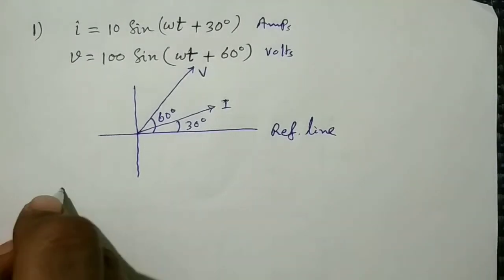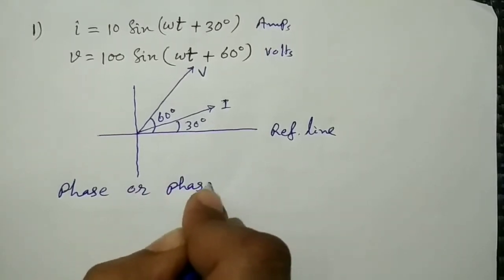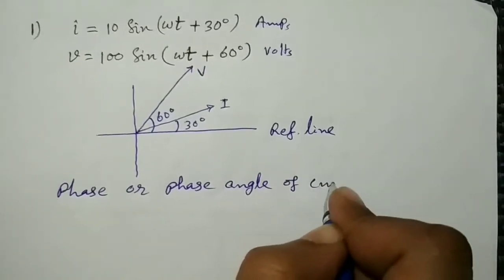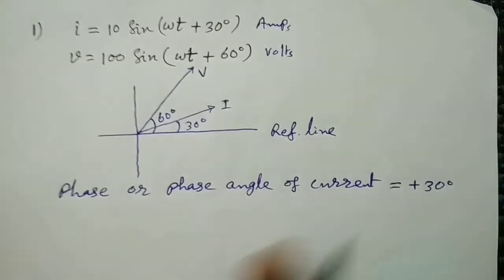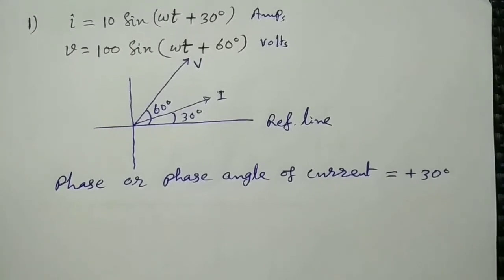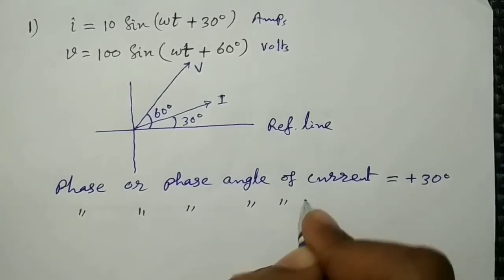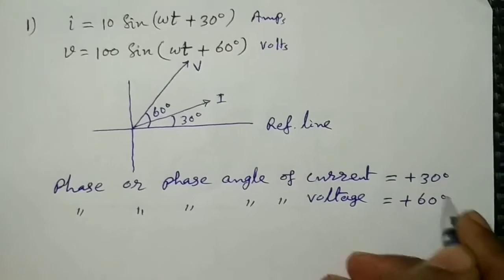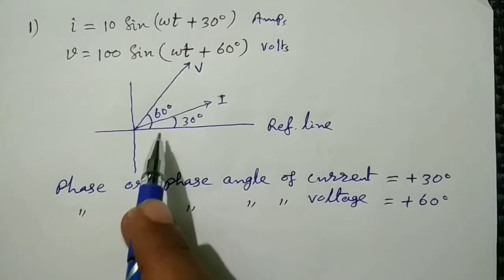So the phase, or the phase angle, of the current is plus 30 degree. Sometimes phase and phase angle are considered to be the same. And similarly, the phase or the phase angle of the voltage is plus 60 degree. So the phase angle of the current is 30 degree, and the phase angle of the voltage is 60 degree.